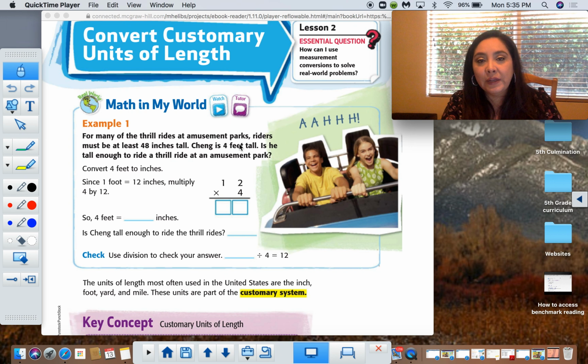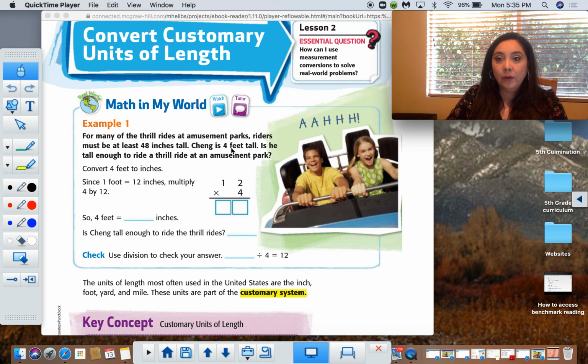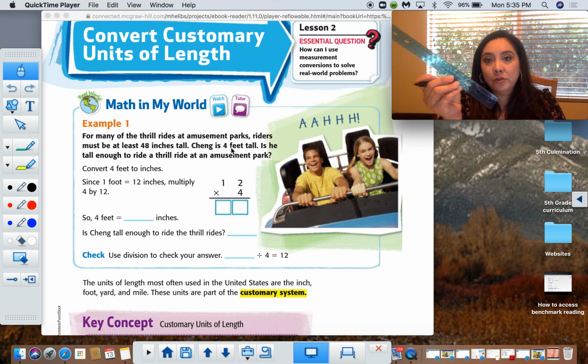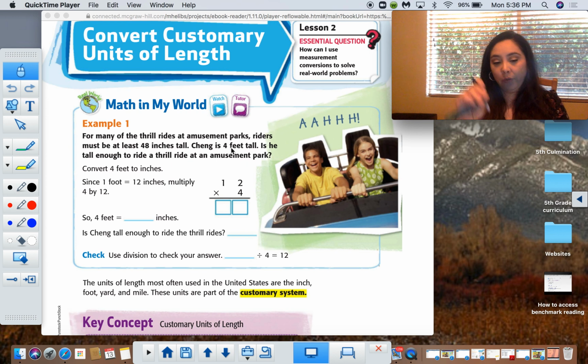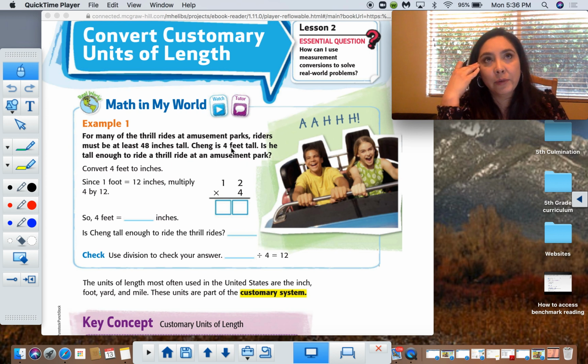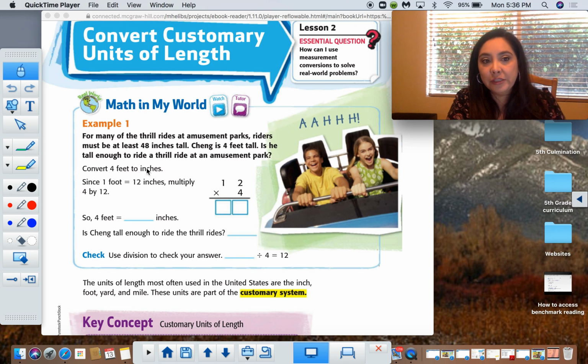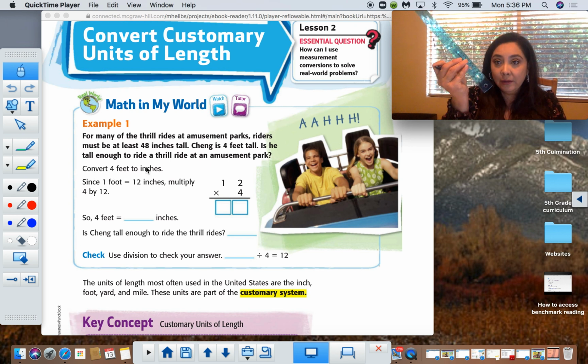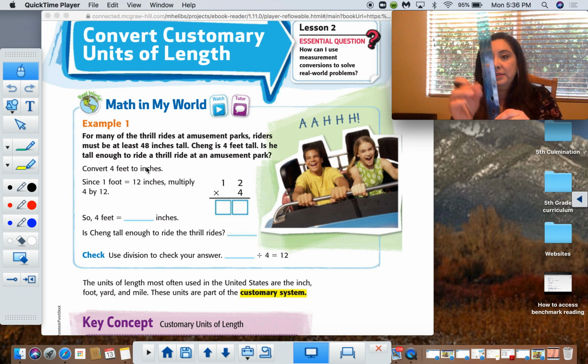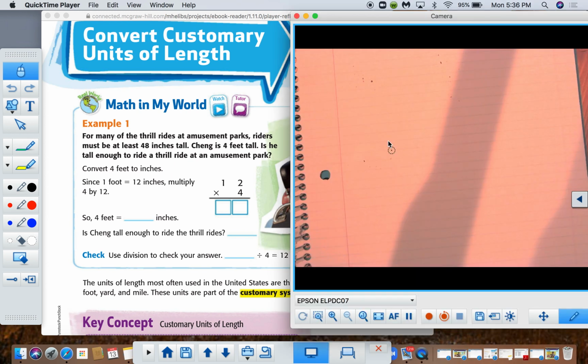So we know he's 4 feet tall, but we need to know how many inches 4 feet is. When I look at a ruler, I know that there's 12 inches in a ruler. So I know that the numbers I'm going to use are 4 and 12, and I need to see if that totals up to 48. So we're going to convert 4 feet to inches. Converting means we're changing the feet, 4 of these, into inches instead of the whole thing, the foot. Okay, so let's open up the document camera here.